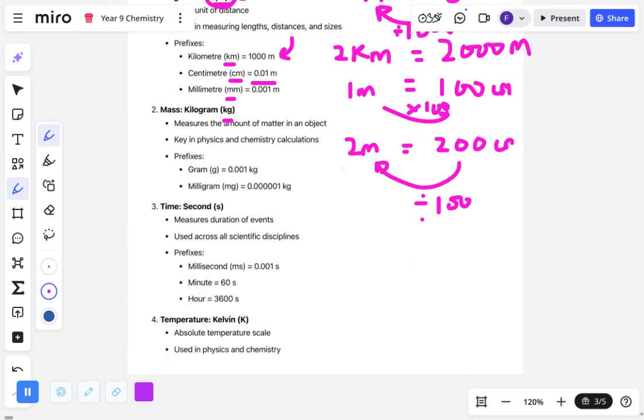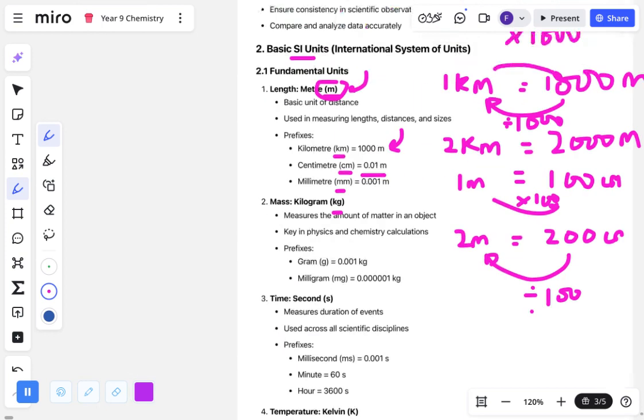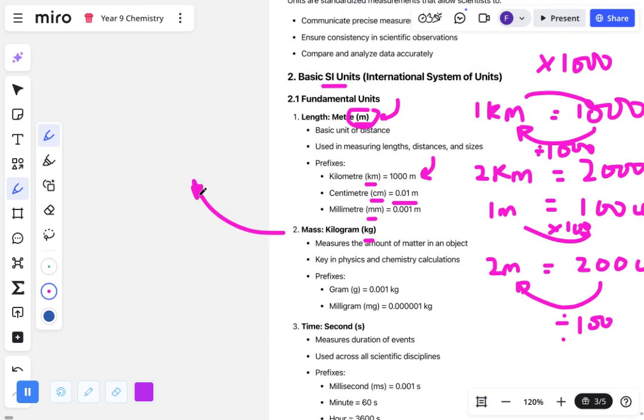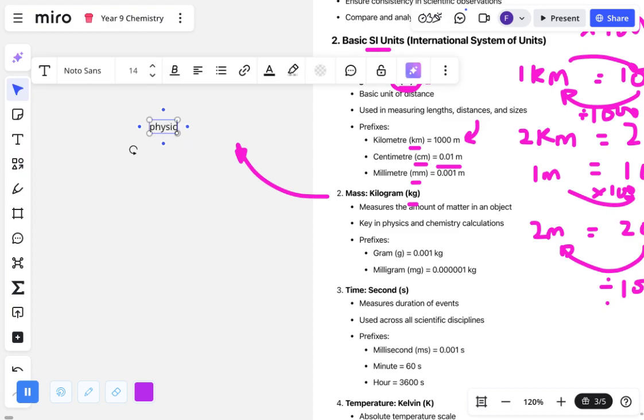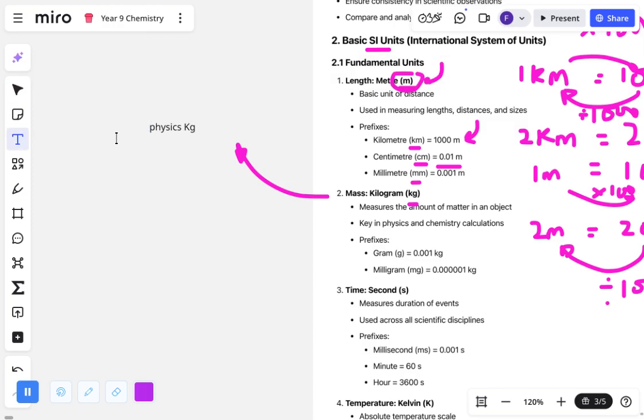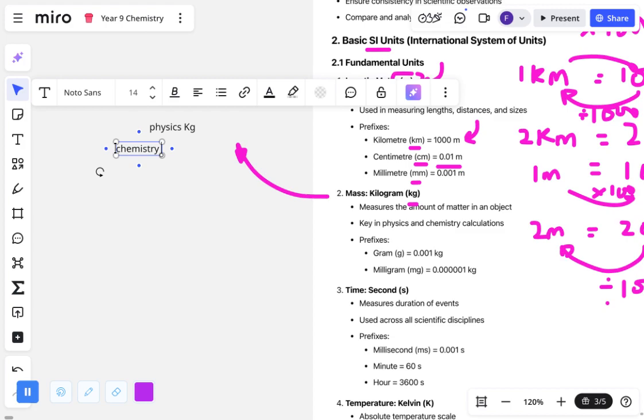Mass. In physics, now this is the place where one of the really big issues happens in GCSE Science, or in science generally. Mass is kilograms and always kilograms. If you're doing physics, mass is always kilograms. However, in chemistry, mass is always grams. And you've got to know this.